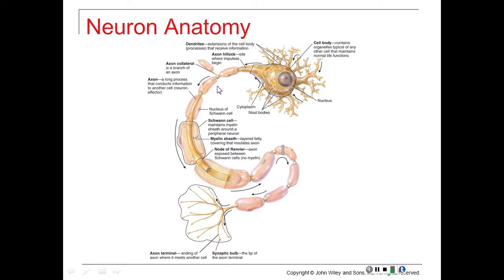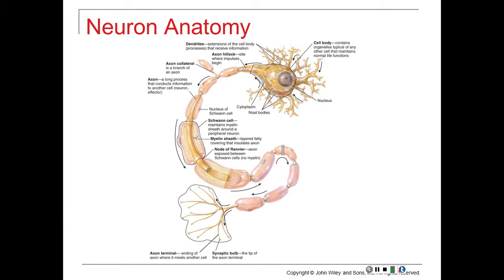If we look at some of the special labels here on this cell, you can see that this axon is surrounded by special neuroglial cells called Schwann cells. These Schwann cells help to maintain what's called a myelin sheath around the axon. A myelin sheath is going to speed the conduction of action potentials.